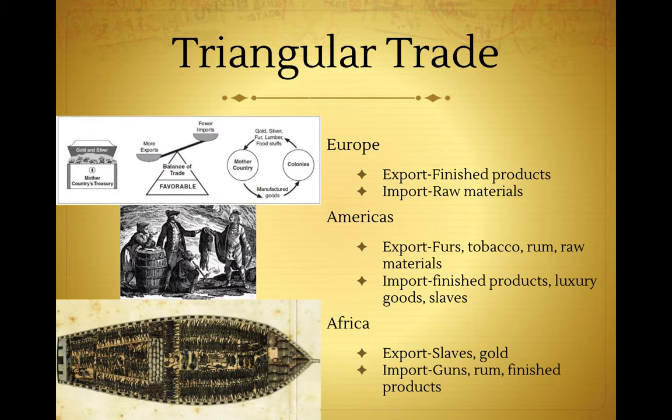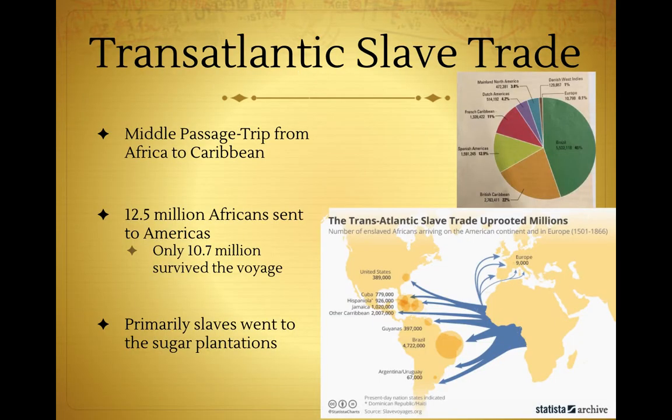They had to get those from Britain. And then last but not least, you have Africa, where you're going to have the export of slaves and gold, and they're going to get guns, rum, other finished products, and stuff like that. And this is going to lead to some really bad things in Africa with constant warfare to get more and more slaves. It causes some issues, and we'll see that a little bit more next week. But just a little bit on the slave trade.